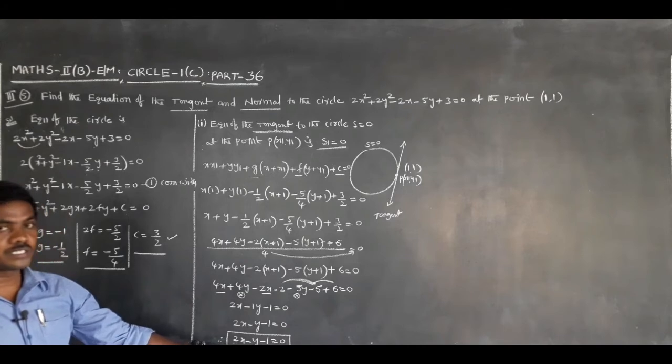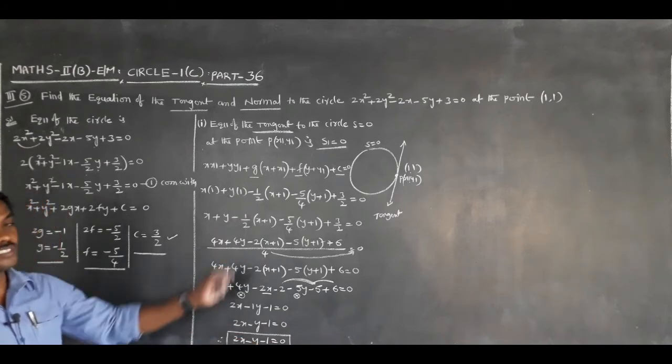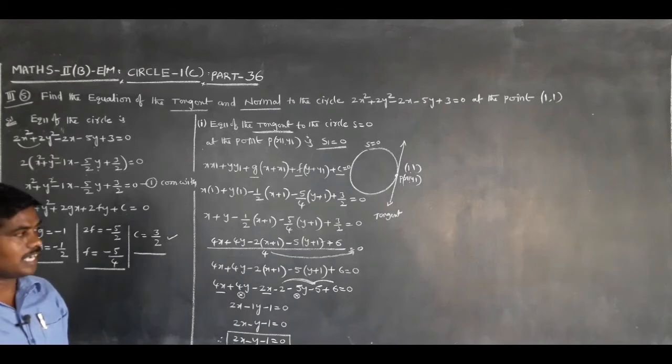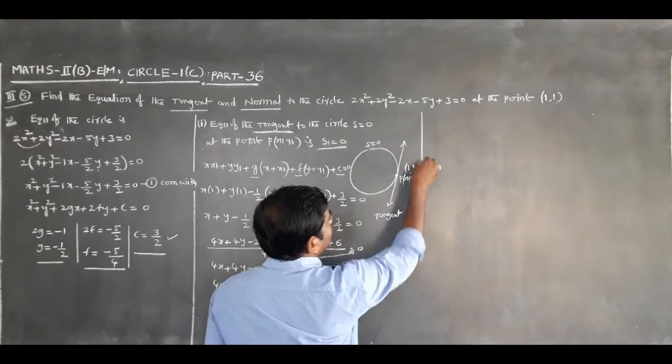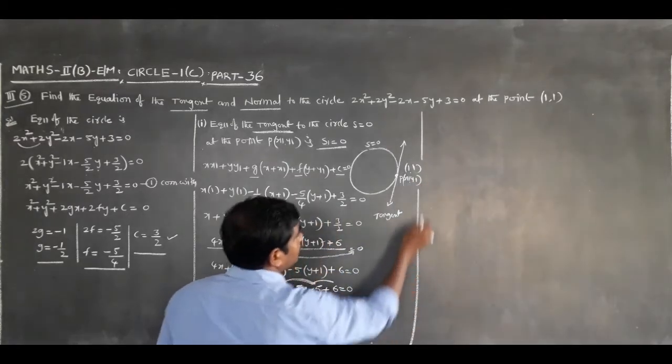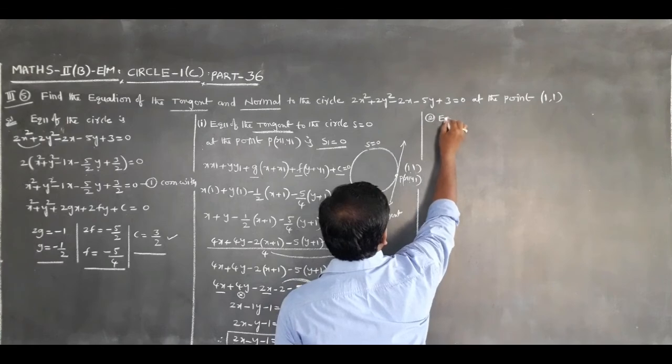2x minus y minus 1 is equal to 0. This is the equation of the tangent. Second one is the equation of the normal.